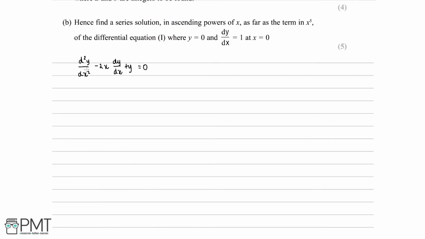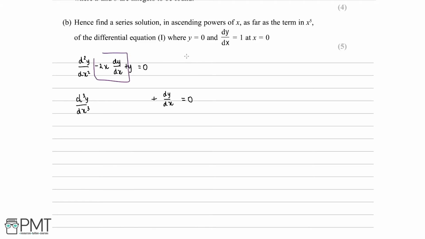So for example, the derivative of the second derivative of y will just be the third derivative of y, and the derivative of plus y will just be dy by dx. Now this will be equal to 0. Now how do we differentiate the terms in the middle?